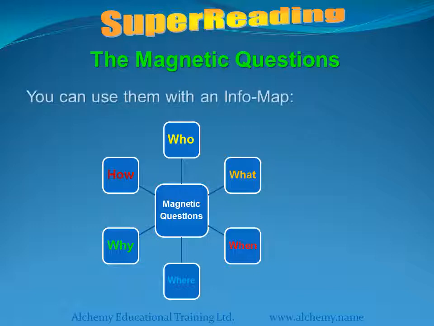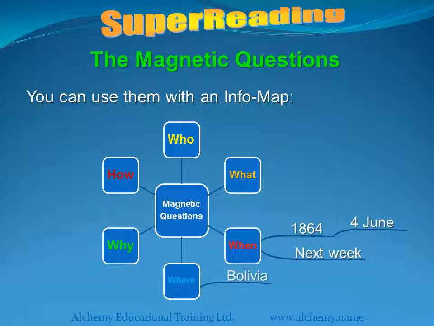You can use them with an info map. You see here our six categories are who, what, when, where, why, and how. So we might add from notes, say we're reading an article, and under when we might put 1864, and then another fact after that, greater detail, 4th of June. Or another when might be something like next week. Well, where might be something like Bolivia or Hawaii.